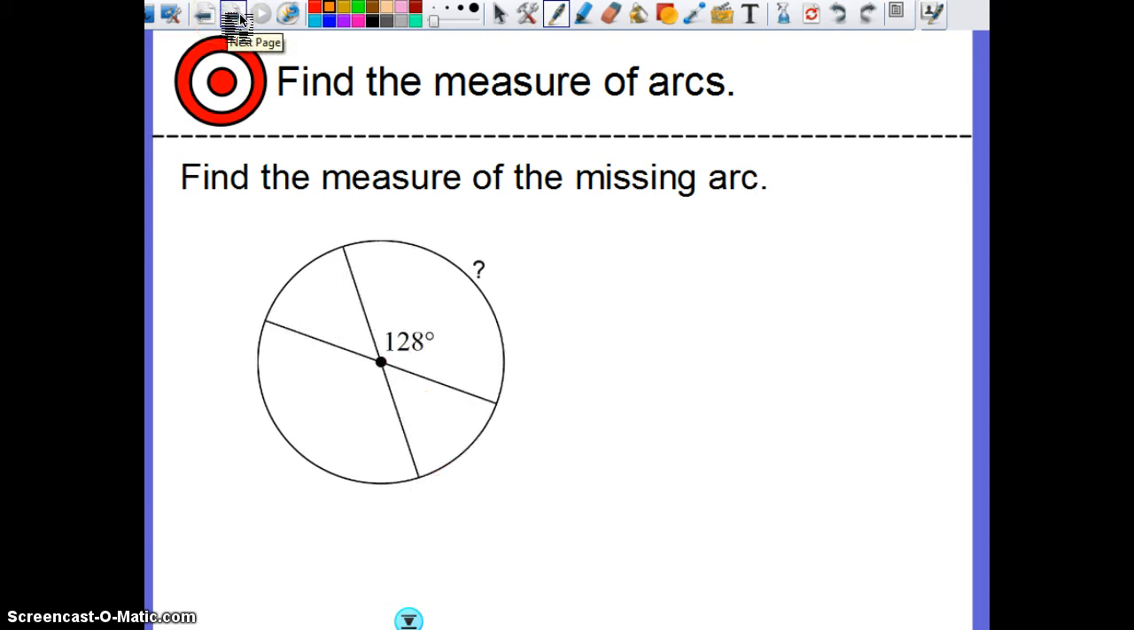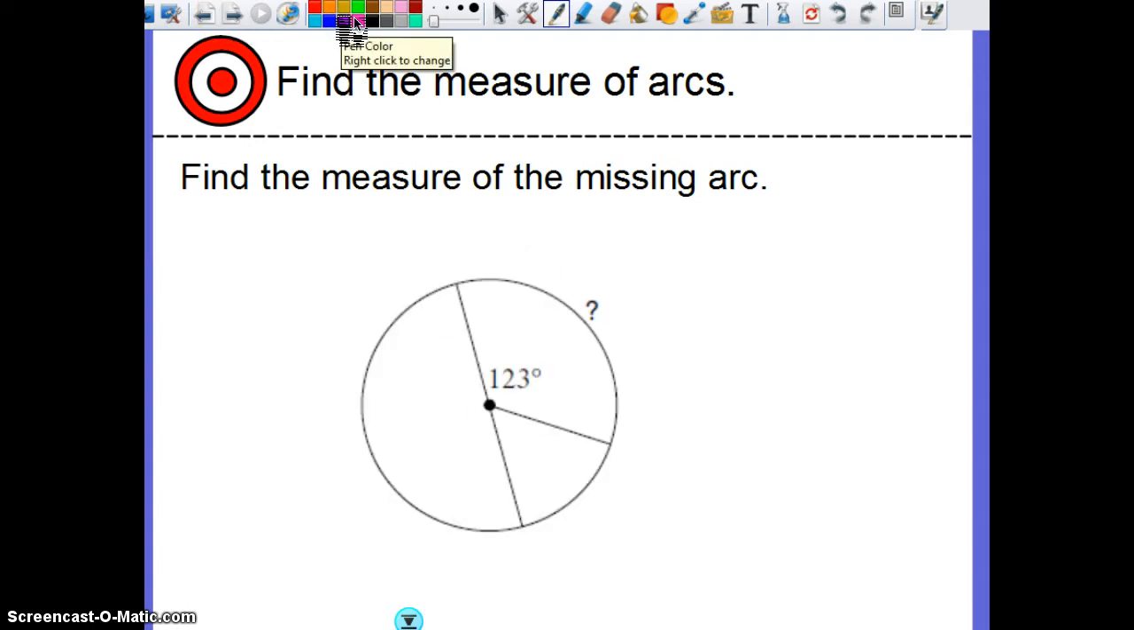Okay. All right, I'll let you answer this one. What do you think? What would be the measure of this arc here? I'll notice that this central angle right here is 128 degrees. So that means this one would be 128. Okay. And notice here, this angle is 123. So what do you think that arc is? Very good, 123 degrees. Pretty straightforward, right?